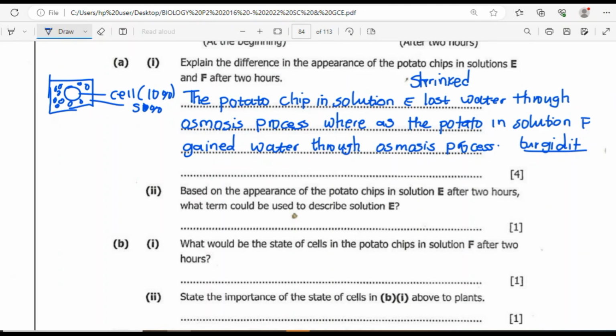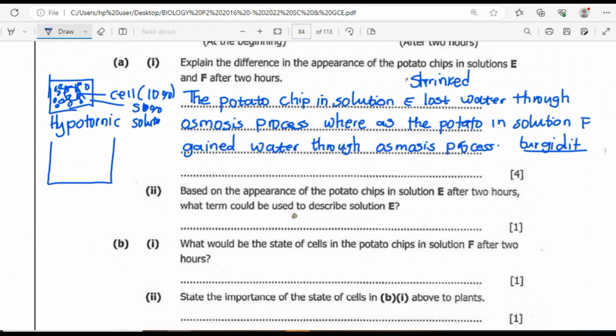So if we have this as our illustration, we can tell that in this cell there is 10% and the other one has 5%. This means that the cell will gain water because there is too much water outside the cell due to the percentage concentration. So now, what type of solution do we have when a cell gained water? When a cell gained water, this is what we call hypotonic solution. So hypotonic solution is a solution where the concentration is less than that of a cell.